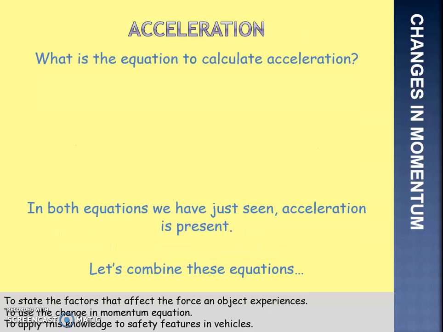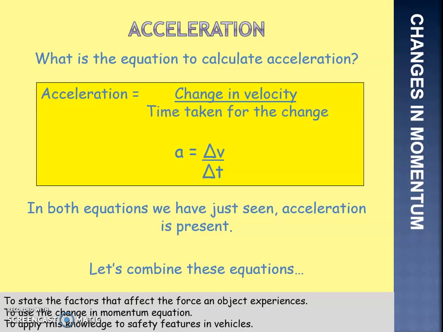What's the equation to calculate acceleration? Okay, acceleration is the change in velocity an object experiences divided by the time taken for that change. In symbols, acceleration is delta v, remember delta means changing, delta v over delta t. Now in both the equations we've just seen, force equals mass times acceleration, and acceleration equals change in velocity over time taken for the change.